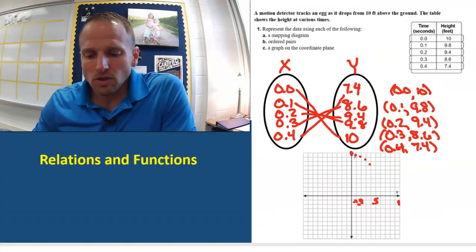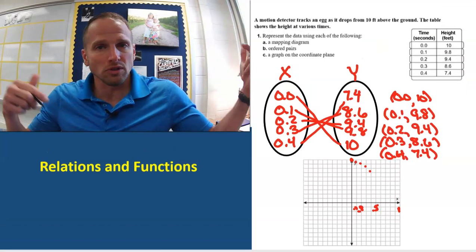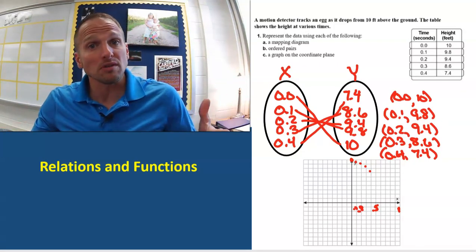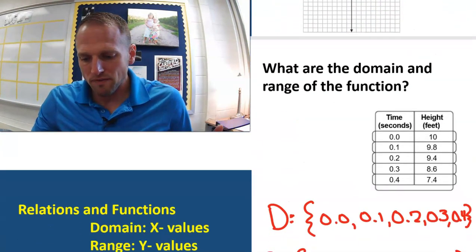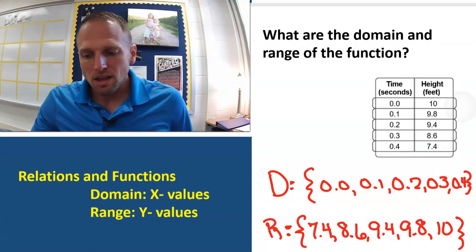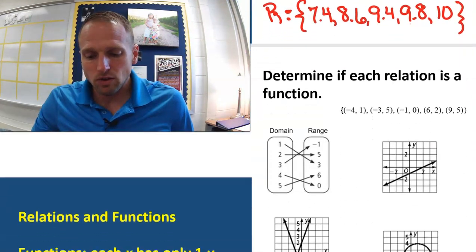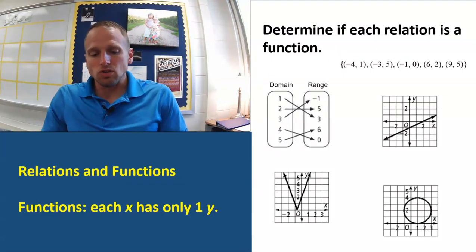Not bad. So far we've got mappings. Just write them in ovals and connect the points that go together. Ordered pairs, parentheses separated by comma. We know how to do that in graphing. Your x and y values. The domain is the set of your x values. Range is your set of y values. And now let's look at this. Determine if each relation is a function.